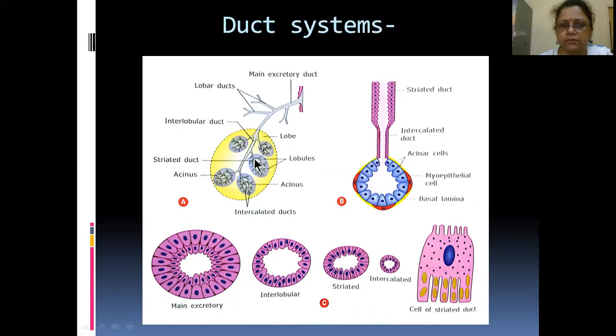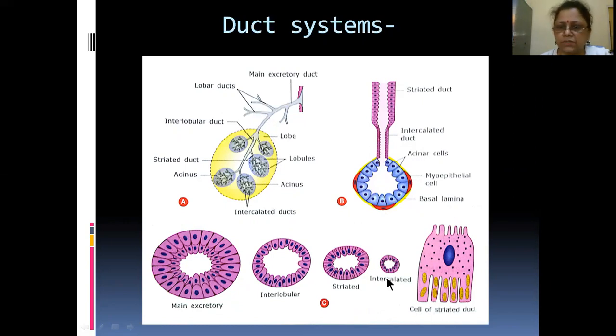The striated duct will be mentioned here also, as I told you. So this is one interlobular duct, and there will be multiple lobules. Ultimately they will join into the larger ducts, then the larger ducts will join into the main excretory duct. As I told you about the cell change, this is how it happens.